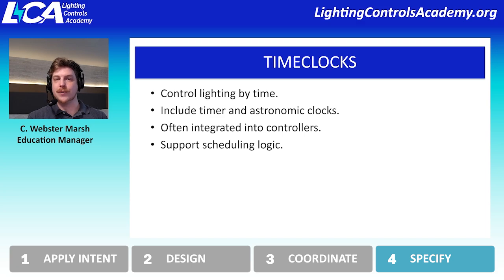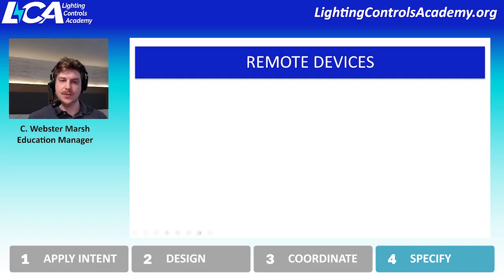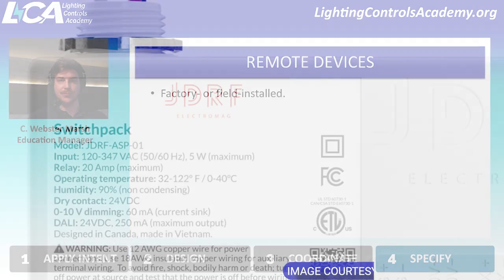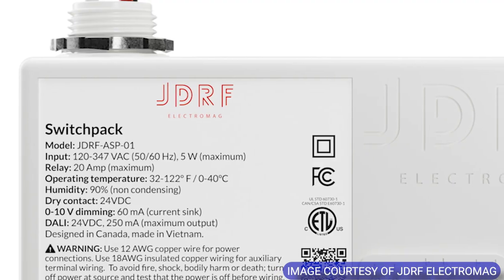Or even further, it might be able to help control the color changing lighting, so that if you have a specific holiday you want to match colors with, you can dial into that on your scheduling as well. So additionally, you might need to identify remote devices similar to OEM devices. So they might be factory or field installed devices that are remote to the lighting control system.